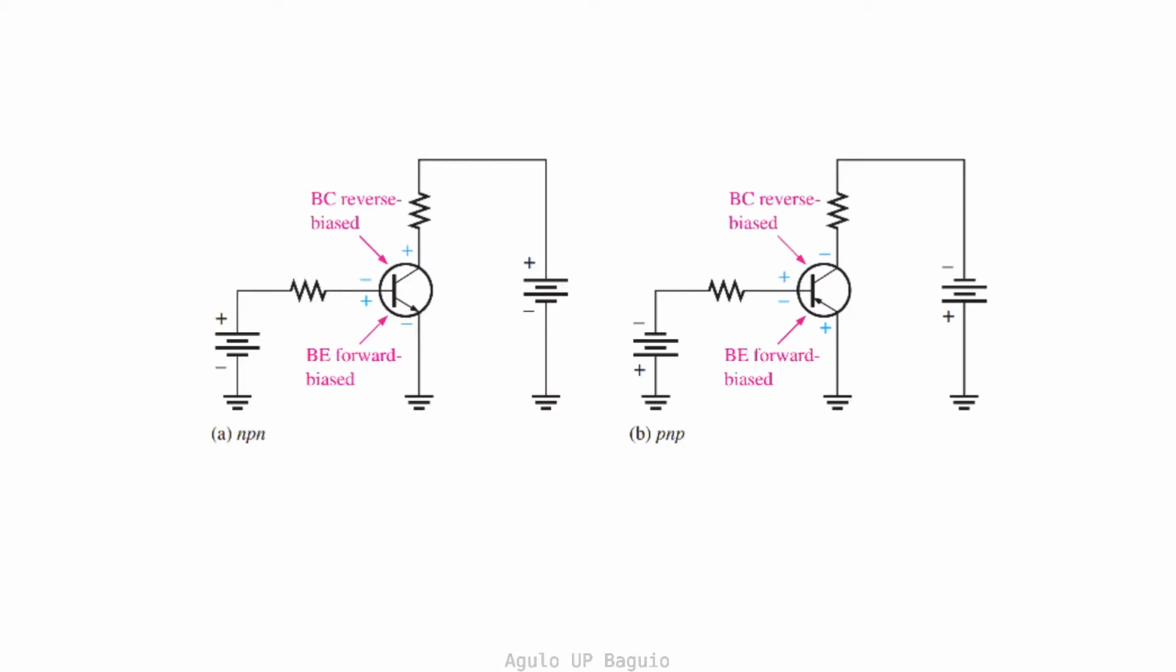For the PNP junction, the voltage sources are inverted. The positive terminal of the first voltage source is connected to the emitter terminal. The positive terminal of the second voltage source is also connected to the emitter terminal. The negative terminal of the first voltage source is connected to the collector terminal, while the negative terminal of the second voltage source is connected to the base terminal.